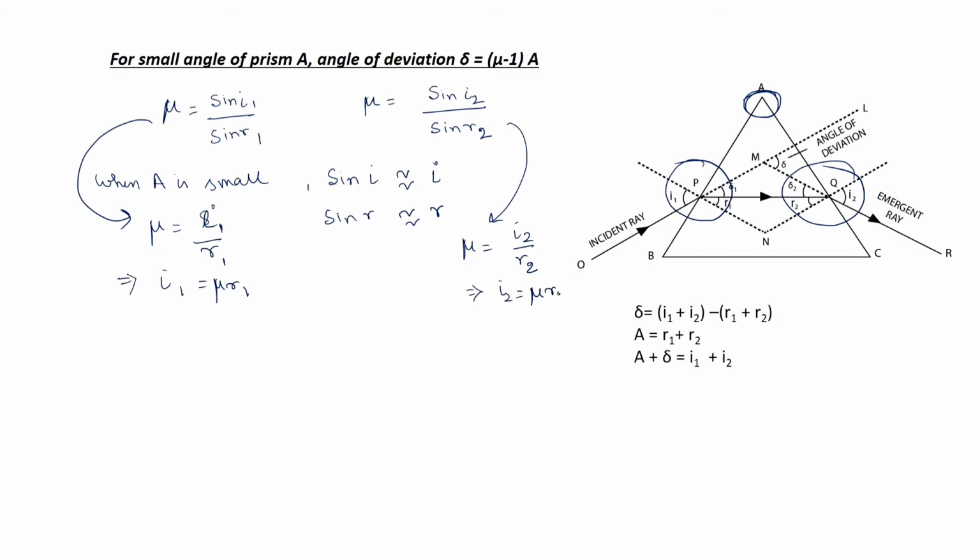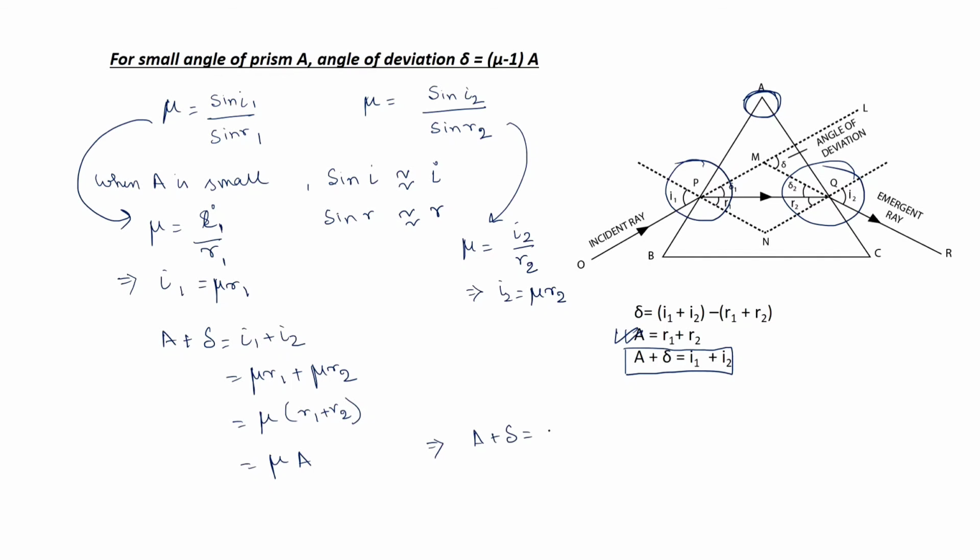Now you all know this formula, A plus delta equals I1 plus I2. So I am writing A plus delta equals I1 plus I2, and you know that I1 equals mu R1, and this one is mu R2. Take mu common, you will get R1 plus R2. What is the value of R1 plus R2? Look here, A equals R1 plus R2. So I am writing it mu A. A plus delta equals mu A.